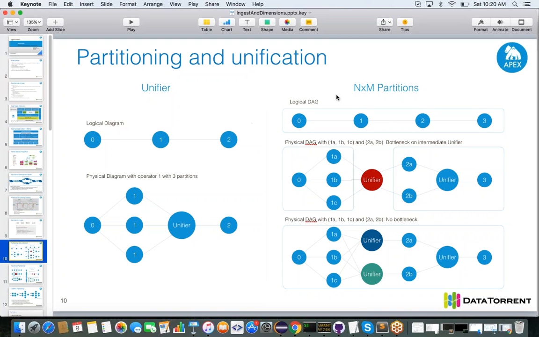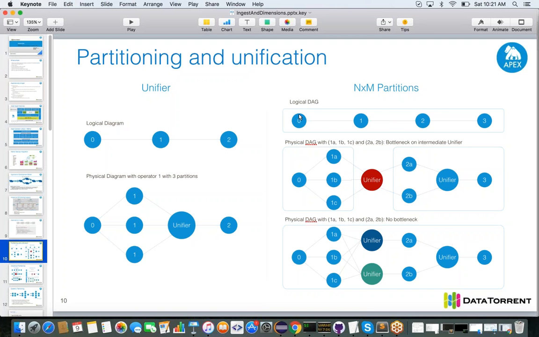Here's another example of n cross m partitioning. Partitioning can be of two types: n cross m, where upstream operators have n partitions and downstream have m partitions. And then the other scheme is parallel partitioning, where the number of upstream and downstream operators is exactly the same.